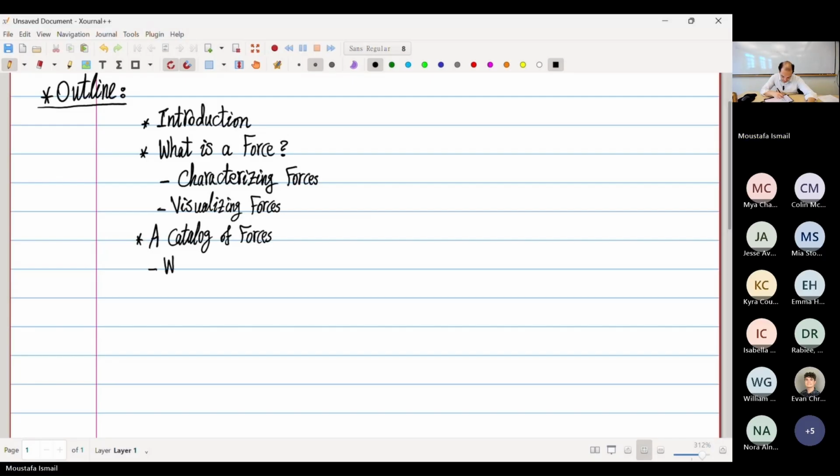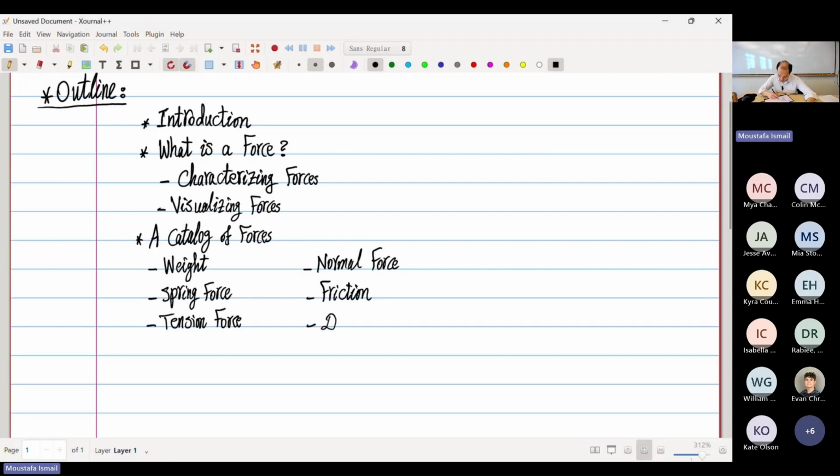So weight or gravitational force, then spring force, tension force, normal force, friction, and drag. So these are the forces we're going to be dealing with throughout the class. There are, of course, other forces, but we're not going to be concerned with these. There is electric force, there is magnetic force, there is nuclear force, but all of these we're not going to discuss in this class.